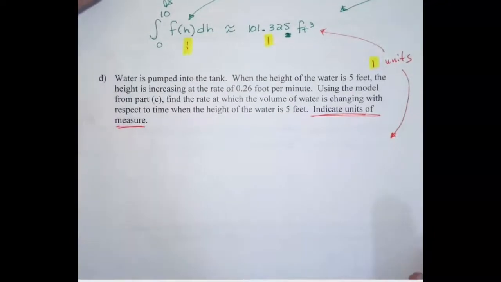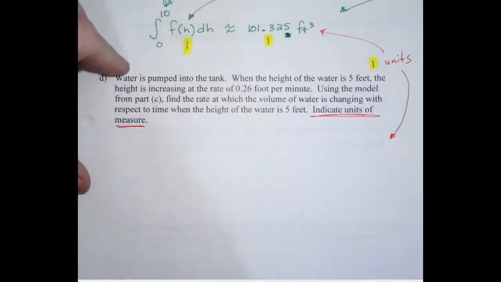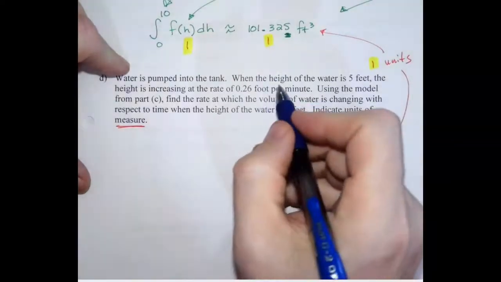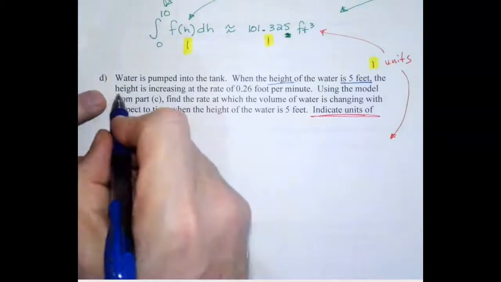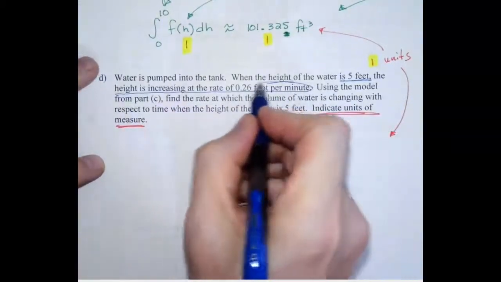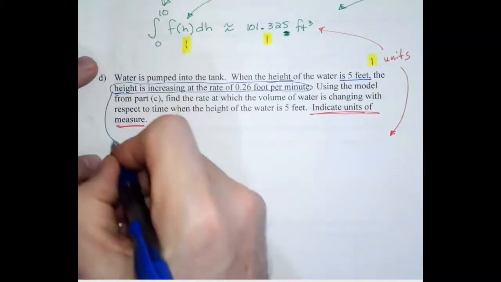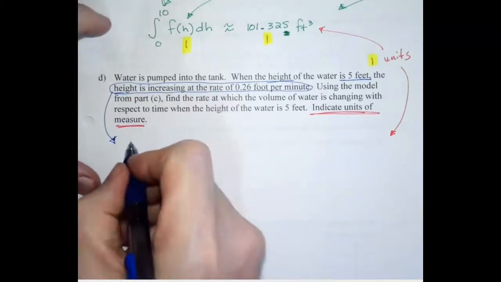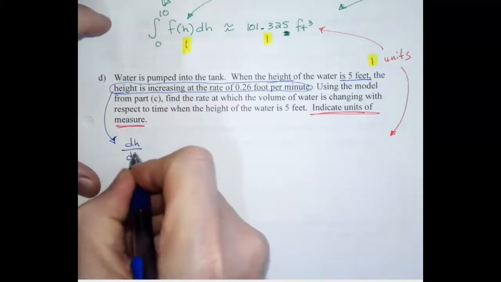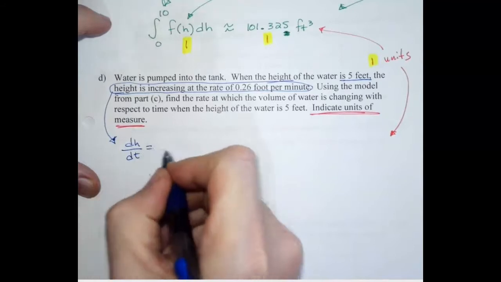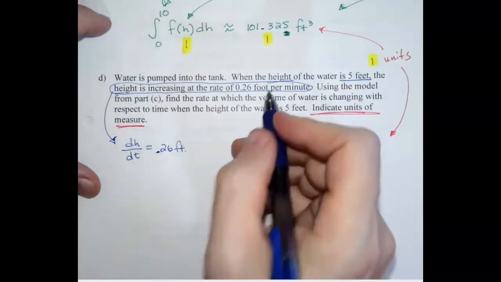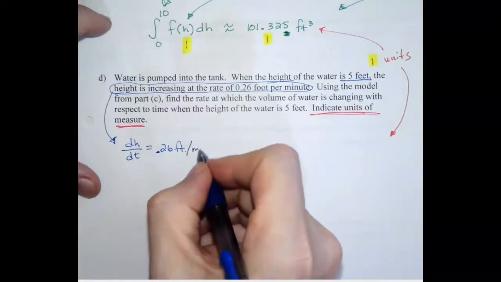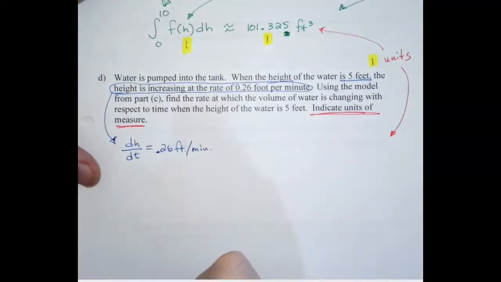So now, what about this question? Water is pumped into the tank. When the height of the water is 8 feet, the height is increasing at a rate of, so right there you should be all over that. You should be like, okay, the height is increasing. So that's dh/dt. So dh/dt is 0.26 feet per minute. So you take notes on the question while you're reading the question.